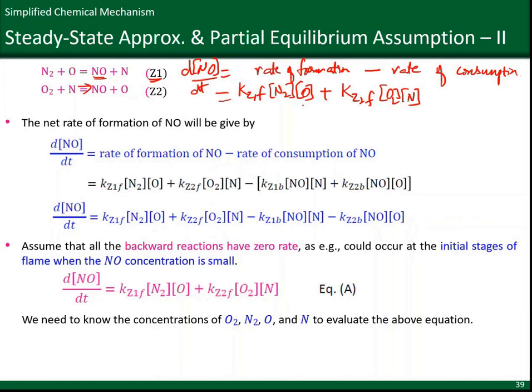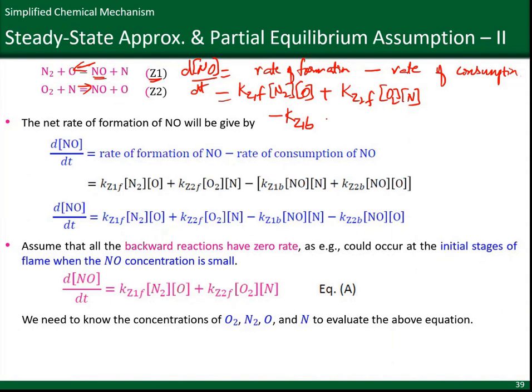But because these reactions are bidirectional, they can go in the forward and the backward directions, so NO can also get consumed. When we look at the backward direction of this particular reaction, NO plus N can get consumed to form N2 and O. Okay, this is the formation. Now let's talk about consumption. Consumption would be minus KZ1B. In the reverse direction, the reaction rate coefficient will be different.